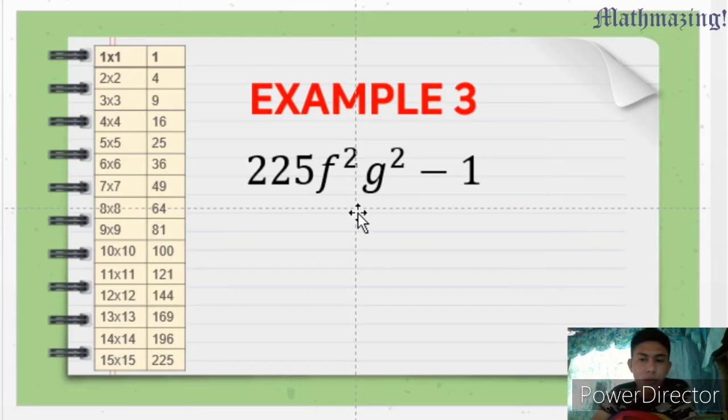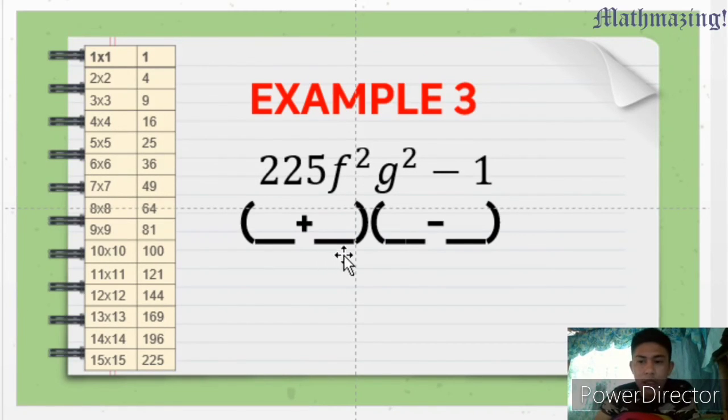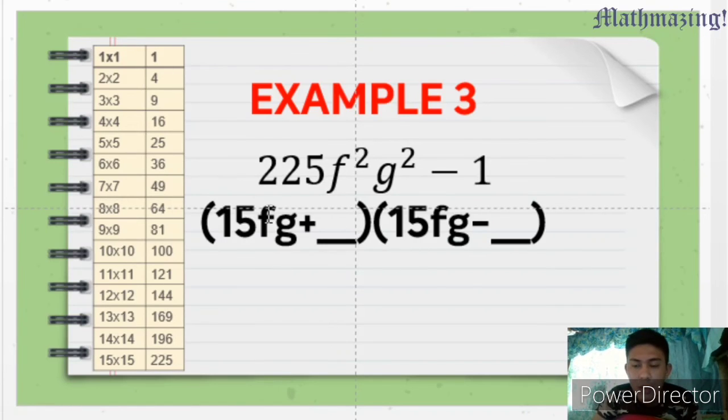Next example tayo, we have 225 f squared g squared minus 1. So we have to determine if it is a perfect square. So 225 nandito siya, then we have 1 nandito. The exponent of our variables is even. Okay, so it's a perfect square. Next, gagawa tayo ng dalawang parentheses, plus sign yung nasa loob ng isa, minus sign yung nasa loob ng isa. So next natin gagawin, we have to get the square root of the first term. So the square root of 225 is 15. Dito tayo titingin, 15. The square root of f squared is f. The square root of g squared is g. So ngayon ilalagay natin siya sa first term ng bawat parentheses. We have 15fg. Dito din 15fg.